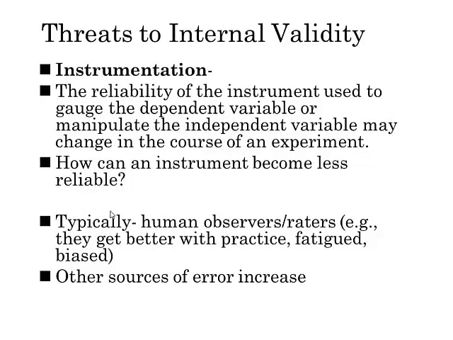Instrumentation is another threat to internal validity. And here it's the reliability of the instrument that we are using to measure the dependent variable, to gauge the dependent variable or manipulate the independent variable. So the instrument that we're using to measure the variables may change in the course of the experiment. The reliability of the instrument changes. And the question here is, how can an instrument become less reliable? And usually what we're talking about here is when the instrument is a human observer or rater. So the human is the data collection instrument, and the reliability can be affected in a number of ways.